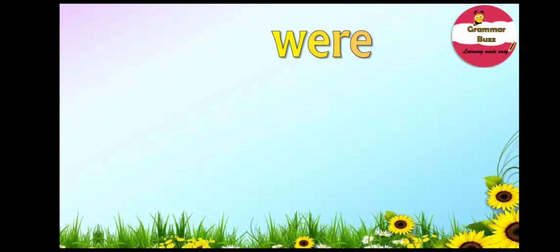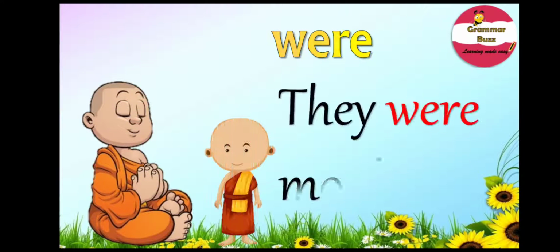Okay. What about this sentence? Well, it says, they were monks. They were monks. Okay, you tell me which word is the be verb here. Aha, you're right. It is were. Were is the be verb in this sentence. It just tells us about a state of being. And that is, they were monks. It tells us about their existence.